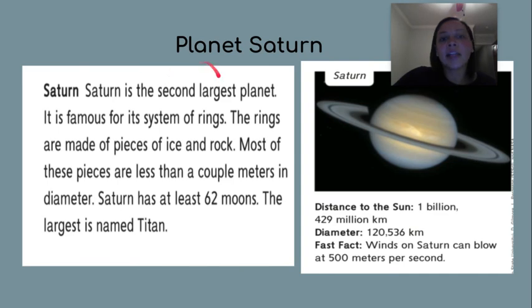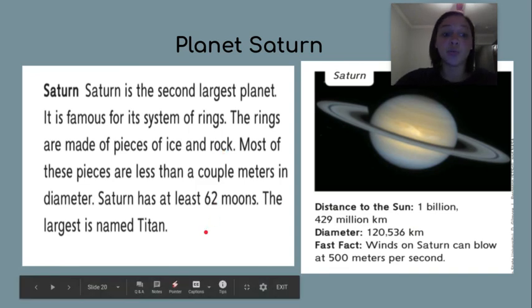Saturn is the second largest planet. It is famous for its system of rings. The rings are made of pieces of ice and rock. Most of these pieces are less than a couple meters in diameter. Saturn has at least 62 moons. The largest is named Titan.